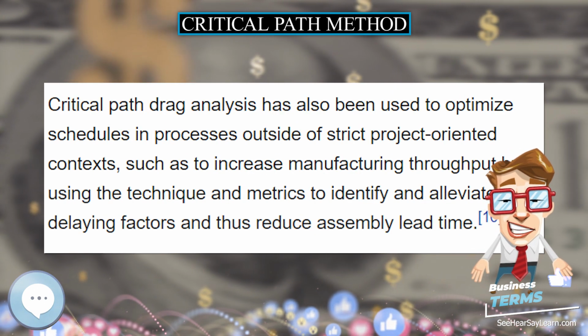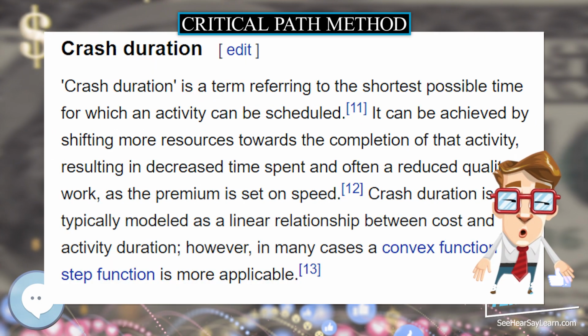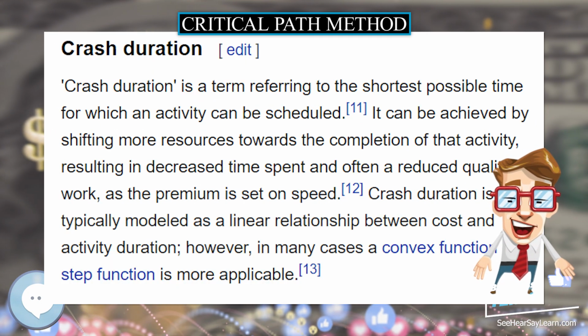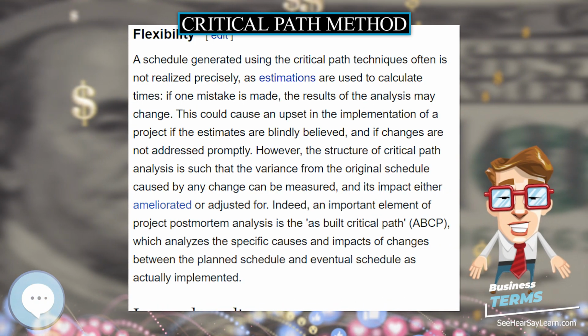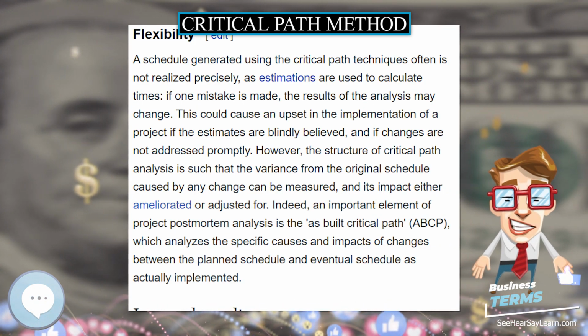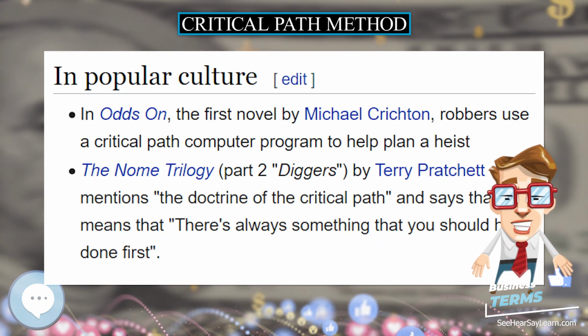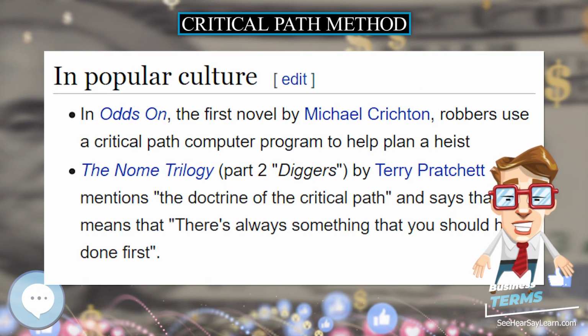Critical path drag analysis has also been used to optimize schedules in processes outside of strict project-oriented contexts, such as to increase manufacturing throughput by using the technique and metrics to identify and alleviate delaying factors and thus reduce assembly lead time.